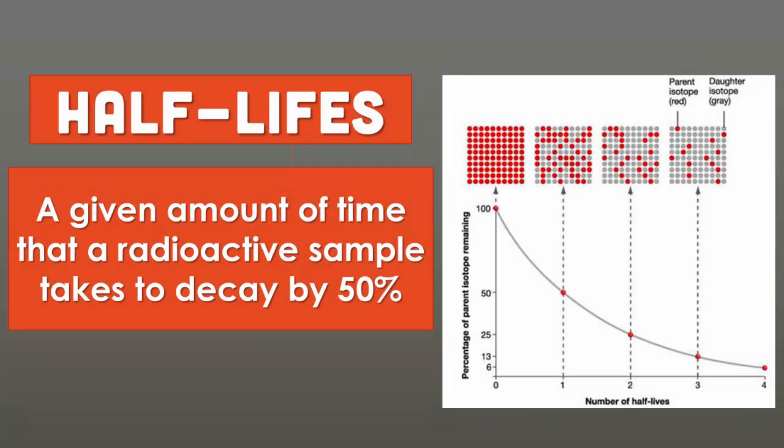A given amount of time that a radioactive sample takes to decay by 50% of what it originally was is the definition of a half-life. So if you look at the diagram to the right, you'll see that we started with a full sample of these little red dots. The amount of time it took for 50% of those dots to disappear would be the half-life. So notice that after a certain amount of time keeps passing, we end up with less and less and less. It never reaches zero though.